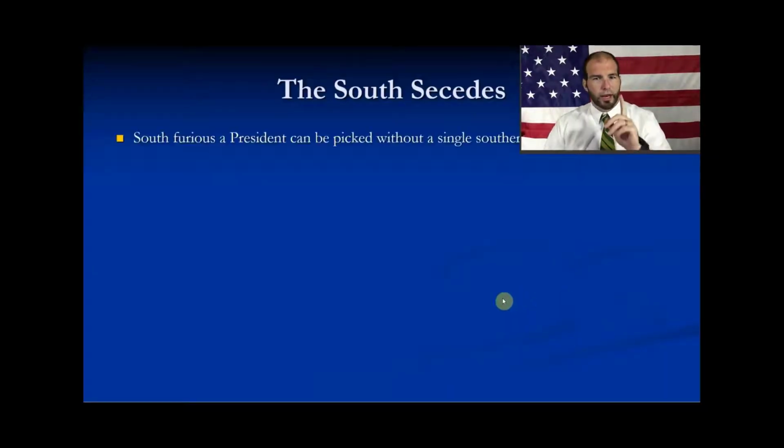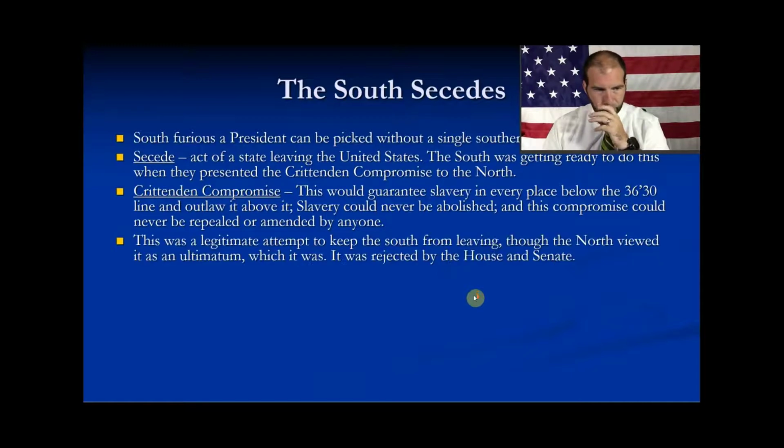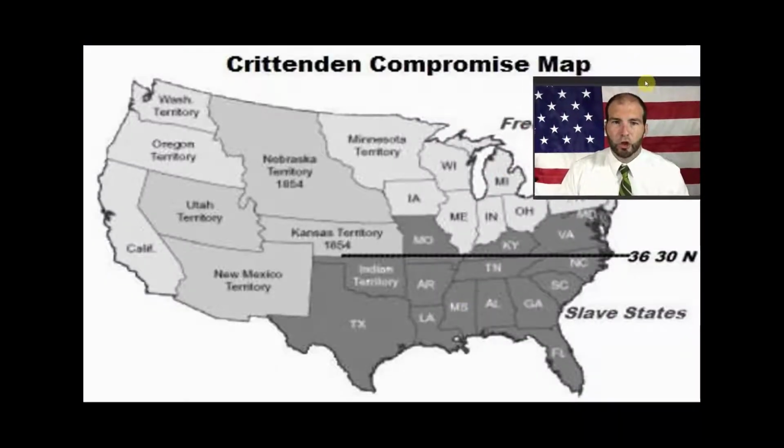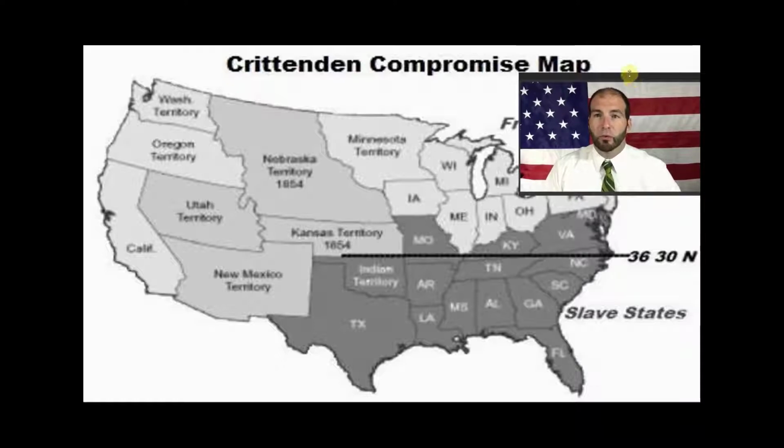Now, there's one last-ditch effort here. It's called the Crittenden Compromise. When Abraham Lincoln wins the election in November, he doesn't actually take over until March. Between November and March, there's a big flurry of activity happening in the country.